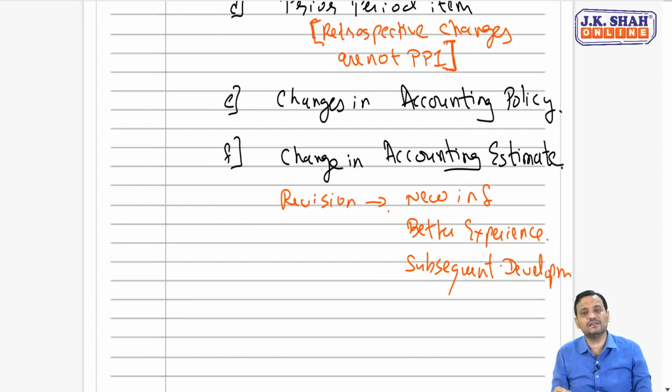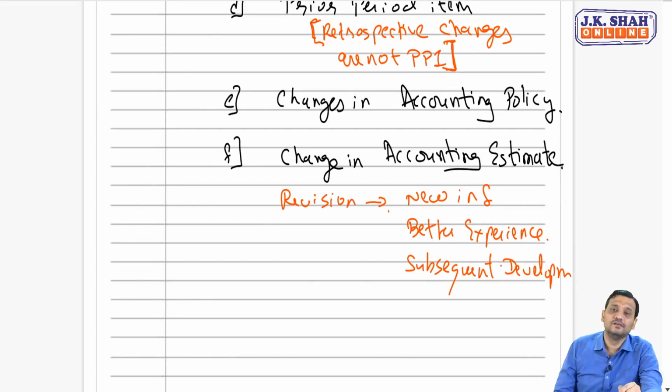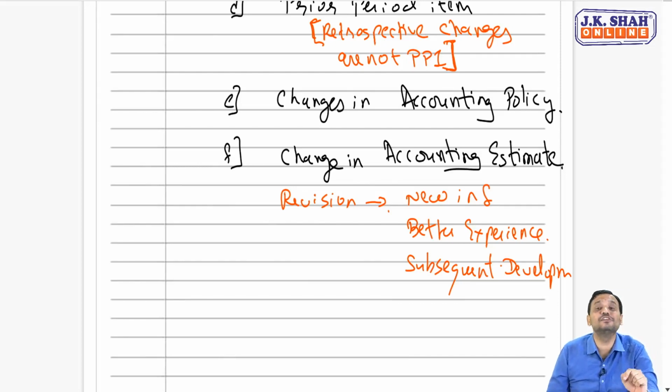These are the reasons I am getting some new information, because of which I have to change my scrap value. Out of experience, I come to know now that the asset cannot be used beyond this much period. This is nothing but better experience. And the last, subsequent development. Some new development would have happened, and because of this new development, my dear, I have to change my estimate.